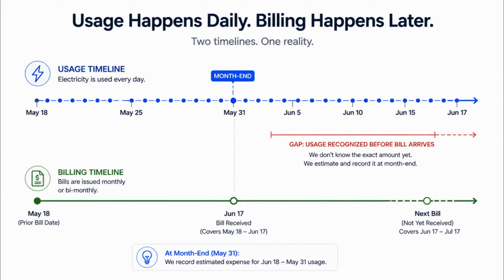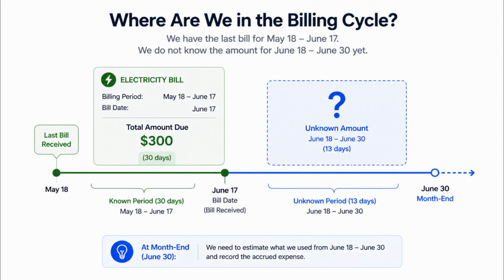So let's bring back the framework. We have our economic value timeline, usage happens daily, and then we have our settlement timeline, billing happens later. At June the 30th, usage has occurred, but the bill has not arrived. So this is the definition of an accrued expense. Now here's the challenge. You don't know the exact number, but you still need to record something. So we ask, what's a reasonable estimate of what I've used?